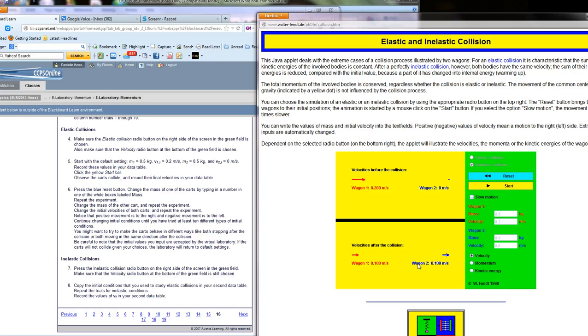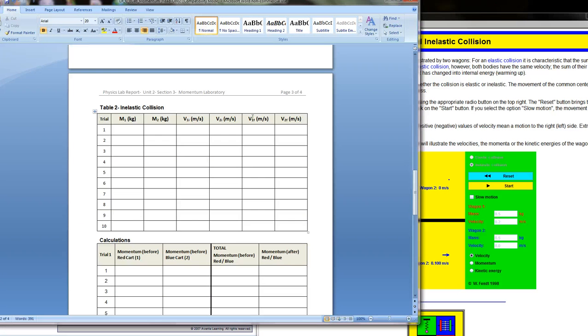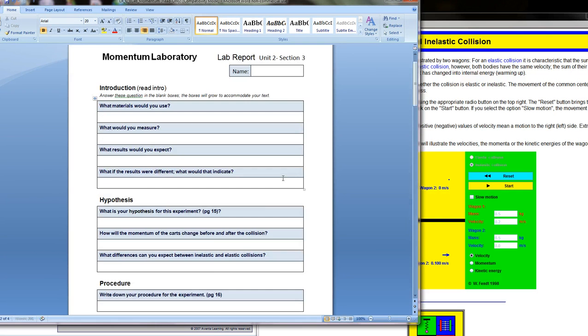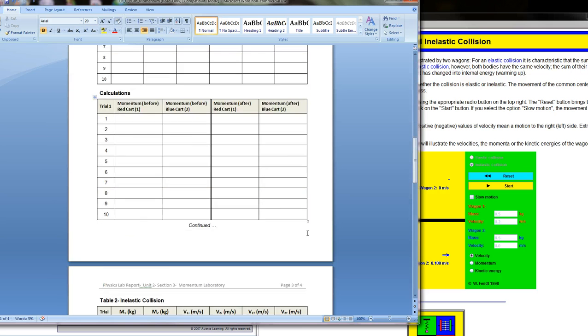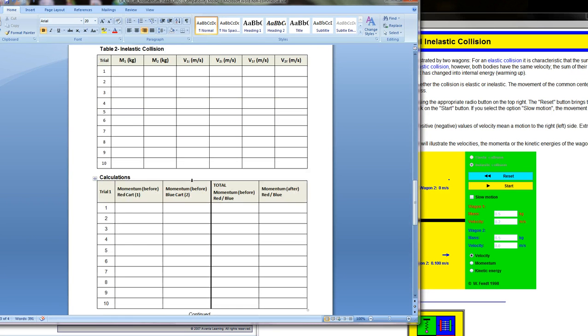So when you look at your chart for the inelastic collision, you will see that you have V1F and V2F. These are going to be exactly the same, so you can just go ahead and fill in those two columns with the same data. Your V1I and your V2I are going to be different because that's the carts before the collision. You're going to do the momentum of each cart before, and then the total momentum before and total momentum after, and they should equal the same.